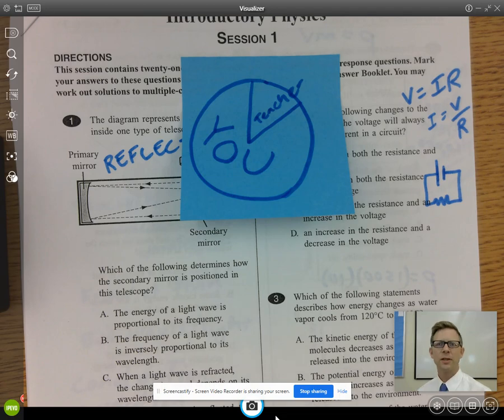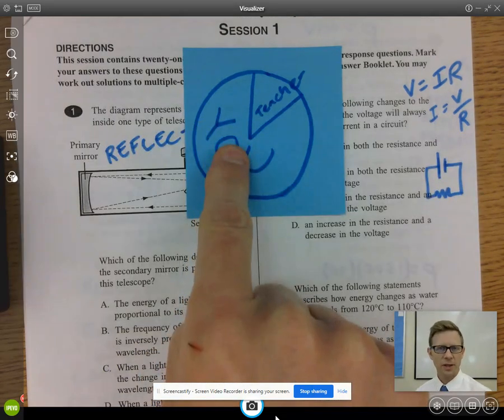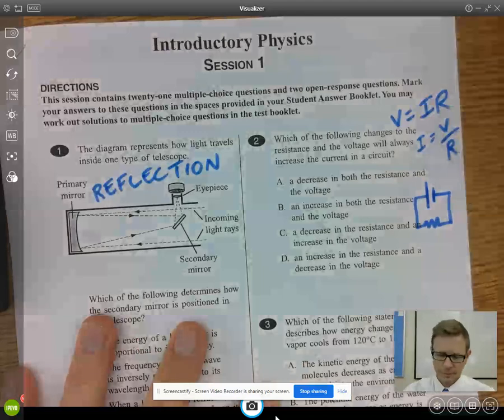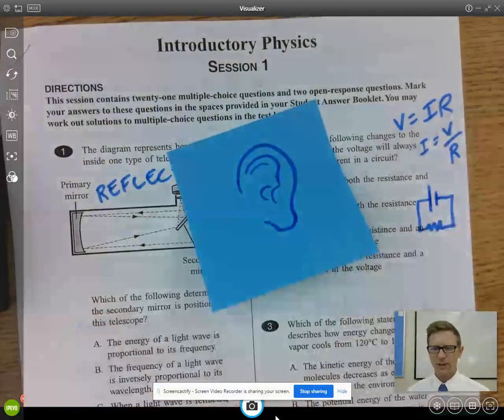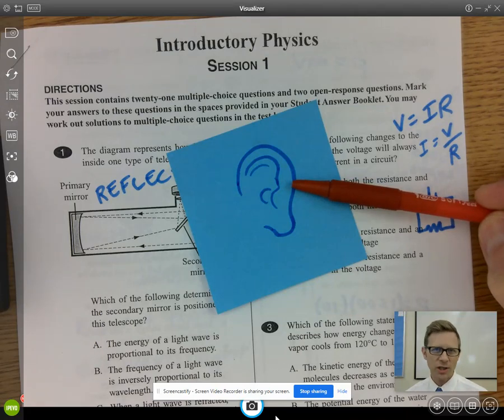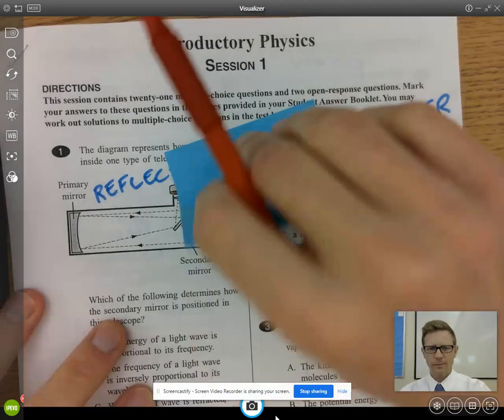Especially this time of year, it's more about you than what the teacher does. And I'm here to help you. But in order for me to help you, you have to listen. That's supposed to be an ear. If you don't listen to what I say, you're not going to get any of the actual teaching that I can convey.